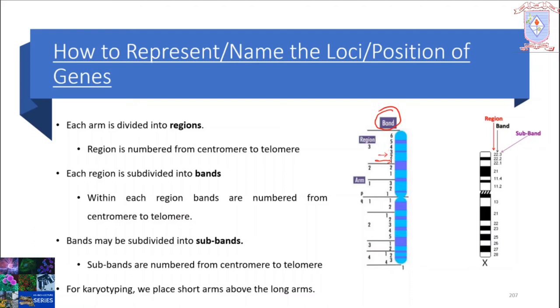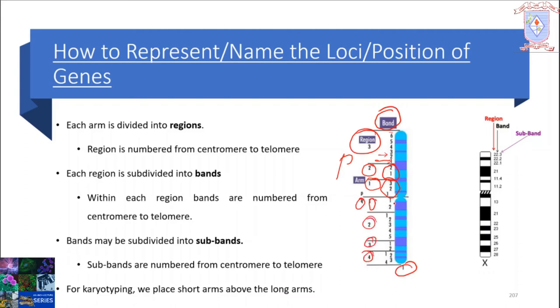So here in the third region, you can see 6 bands, and in the case of the second region, you can see 2 bands, and in the first region of the P arm, you can see 3 bands. And in the case of the Q arm of this chromosome, consider this is the first chromosome, here in the Q arm, you can see region 1, region 2, region 3 and region 4.